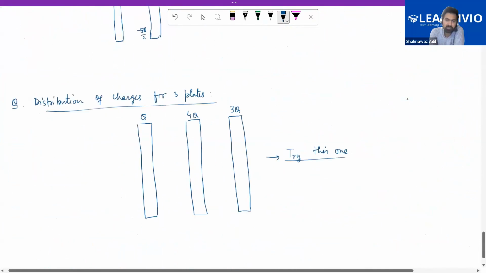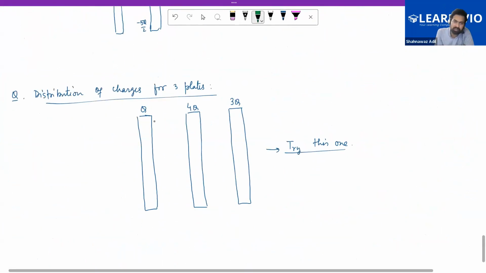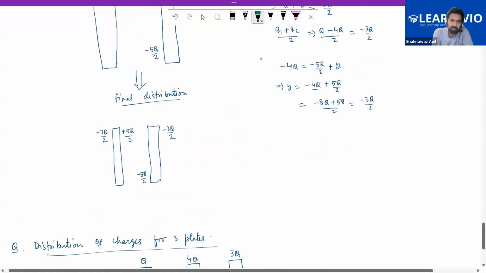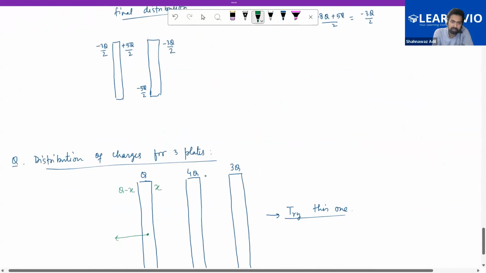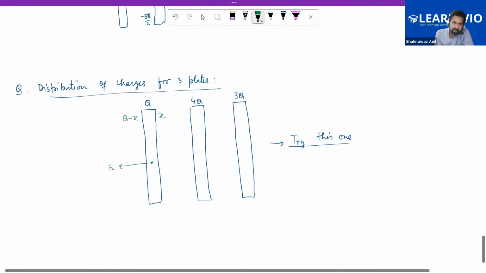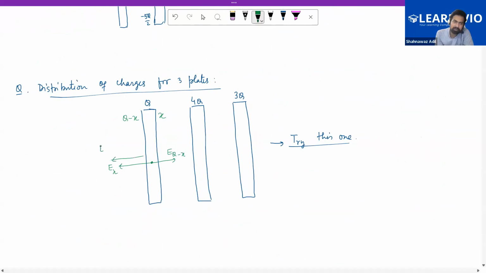And then we wrote, let's say that this is X. So this would be Q minus X. That is the only thing that we did. And then we wrote the electric field at this point. So this would be in this direction Ex. Oh, what did I do in the previous case? In the previous case, this was X. So this would be Ex. This would be E(Q minus X). And because this is positive, so this would be E4Q. And again, this is positive, so this would be E3Q.